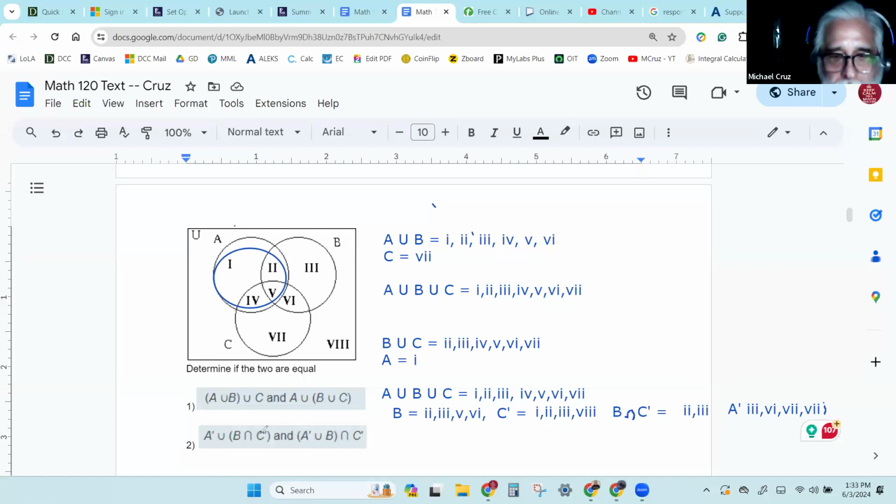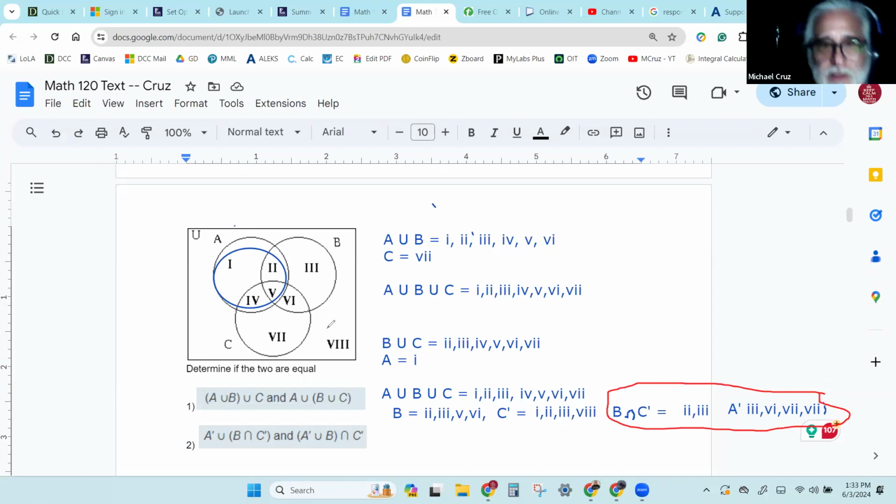All right, so now we're going to take these two here, and we're going to take the union of them. All right? The union of A complement and B intersection C complement. So that's going to go right here. I'm just going to put them together. 2, 3, 6, 7, and 8.